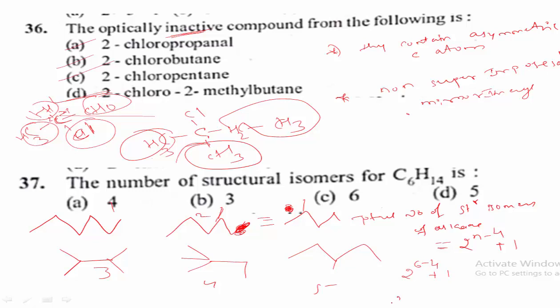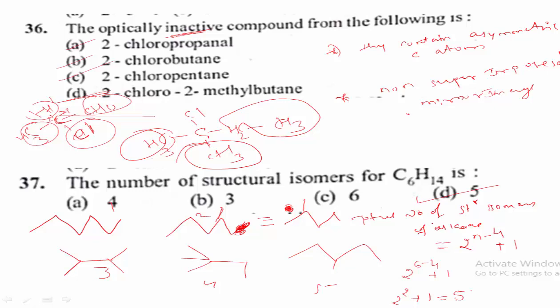6 minus 4 means 2. 2 to the power of 2 plus 1; 2 to the power of 2 means 4. 4 plus 1 equals 5. 5 is your answer. There are 5 structural isomers. It is very easy to calculate. Remember this formula. Therefore the answer for this question is option D. Remember students, it is only for structural isomers of alkanes.